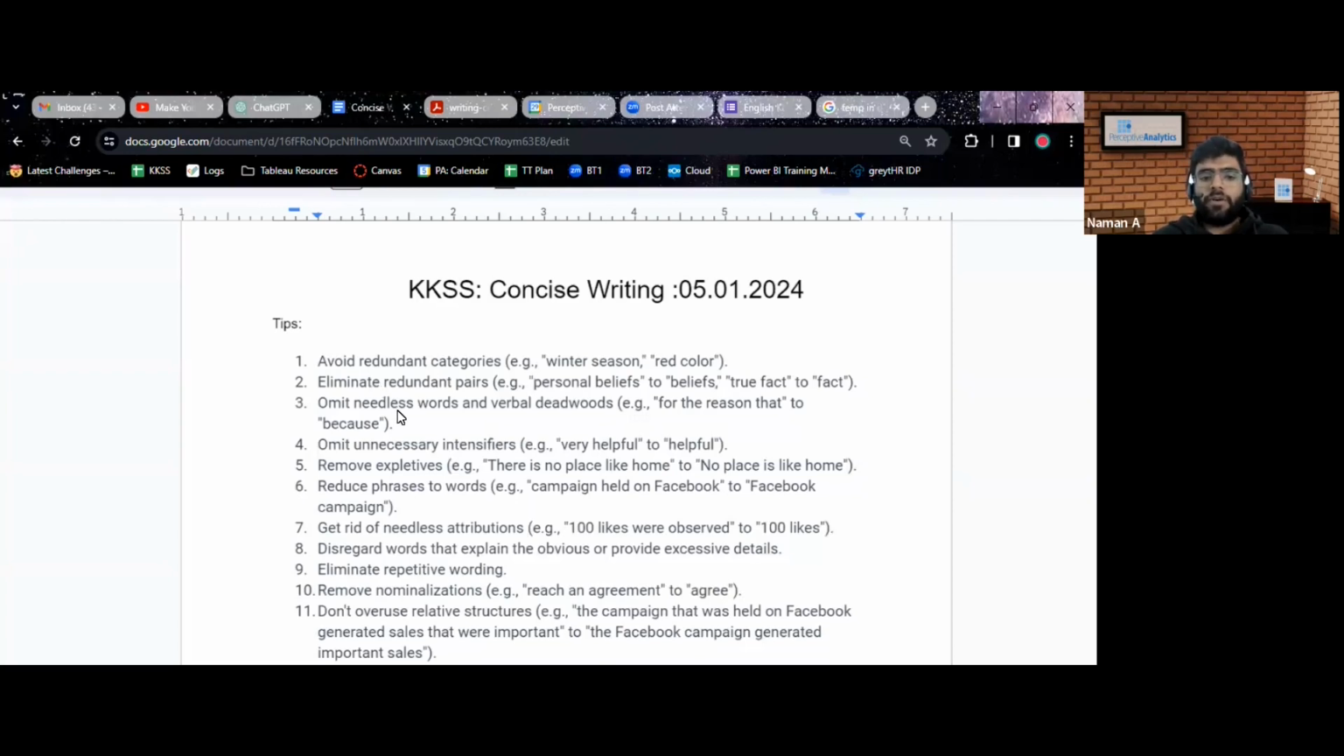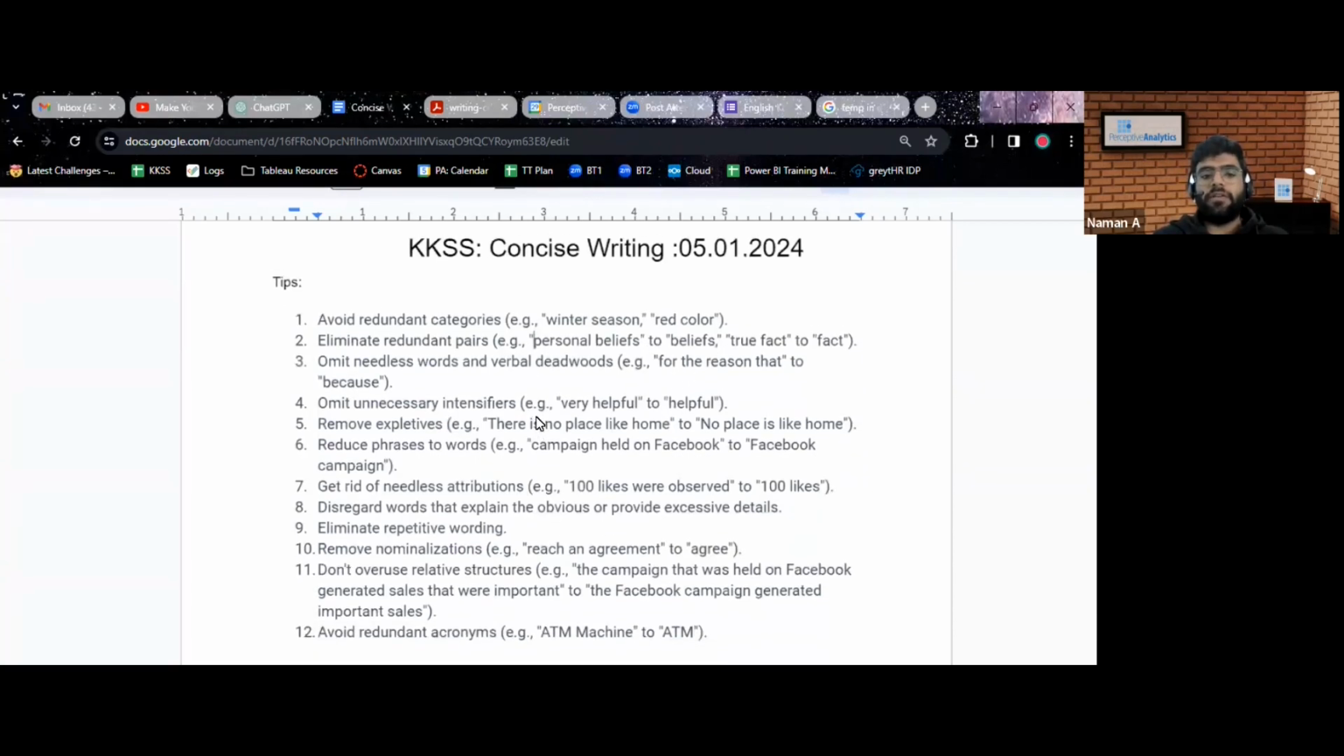The third tip is to omit needless words and verbal dead words, which basically means that we don't have to write big phrases like for the reason that, or despite the fact. We can use words like although, and for the reason that we can just replace with because. The fourth tip is to remove unnecessary intensifiers, like quite successful or very good or very helpful.